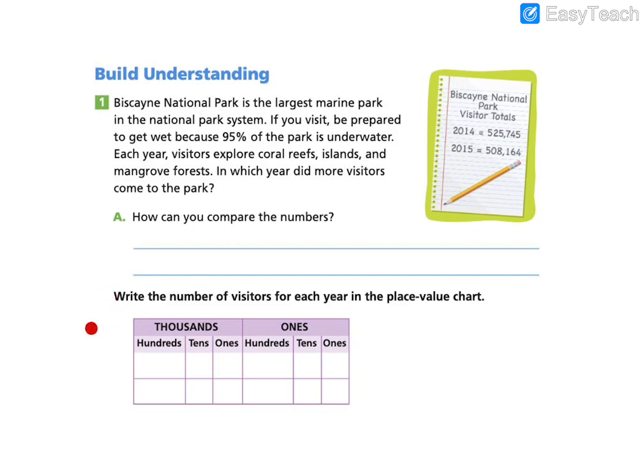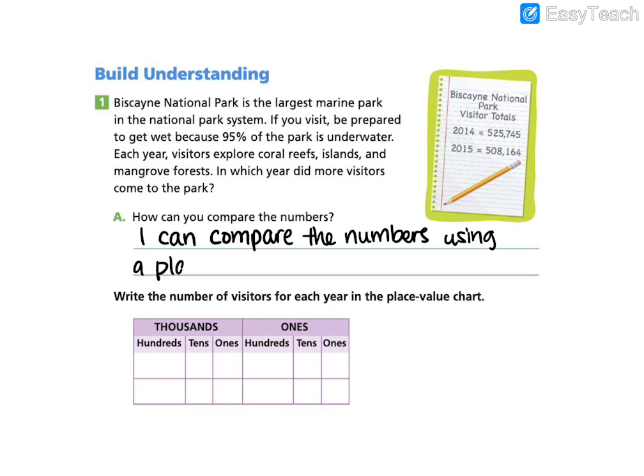The next part right here kind of gives us a hint as to how we can compare the numbers. We can compare using a place value chart. So that's one way of comparing to see which number is greater than the other. So we can go ahead and write, how can we compare those numbers? I can compare the numbers using a place value chart.